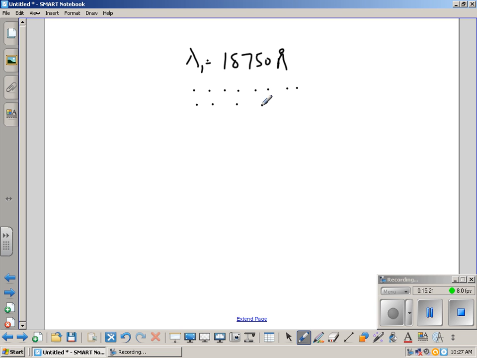How to get the last member of this spectral series? By putting n1 equal to 3, n2 equal to infinity. If you put that, you will get the limiting member, the last one, which is called the limiting member. Lambda infinity can be obtained by putting n1 equal to 3, n2 equal to infinity.